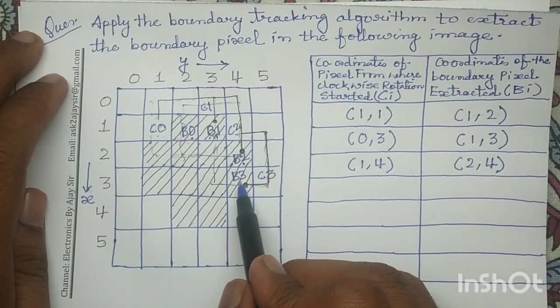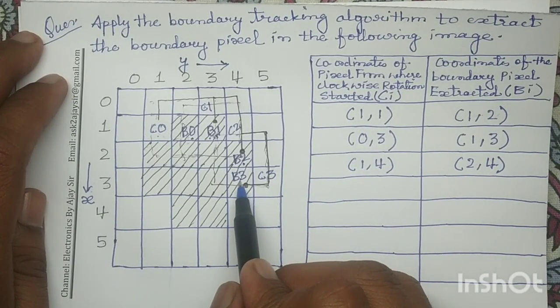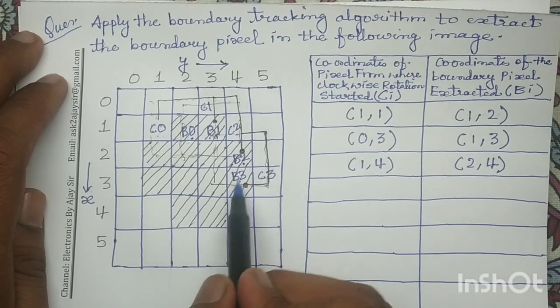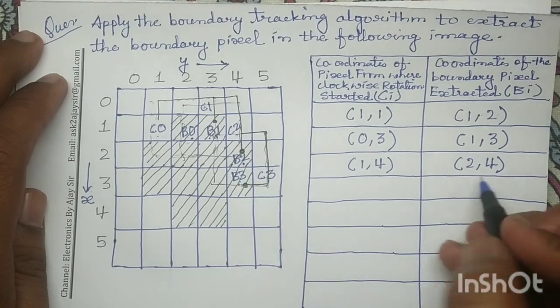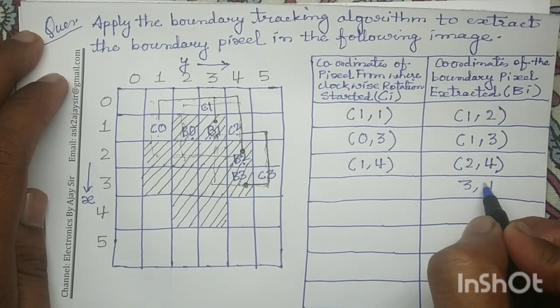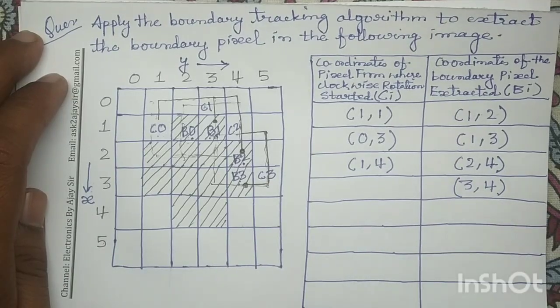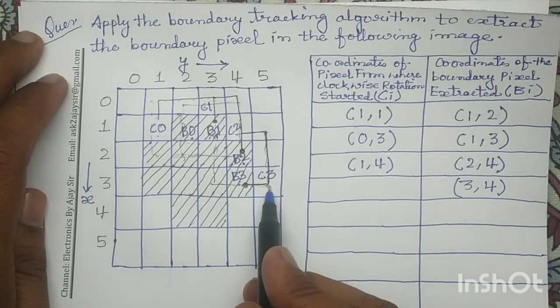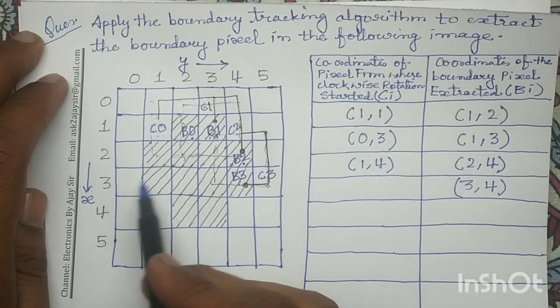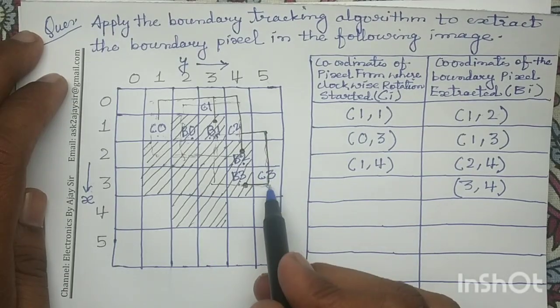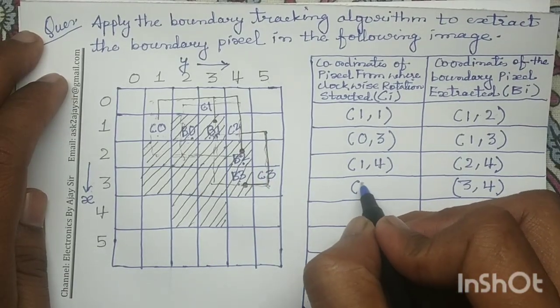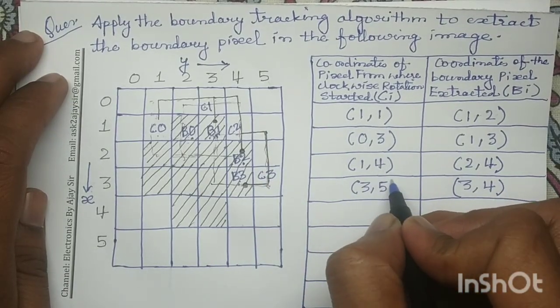Now what is the coordinate of B3? The coordinate of B3 is 3, 4. So I will write here 3, 4. And what is the coordinate of C3? The coordinate of C3 is 3, 5. So I will write here 3, 5.